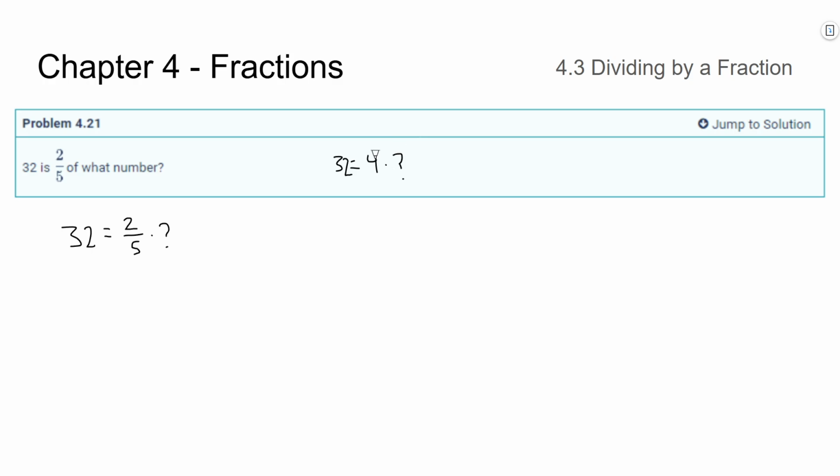it backwards. Instead of doing 4 times something to get to 32, we can say 32 divided by 4 is going to be equal to our something. And 32 divided by 4 is going to equal 8. We can do the same thing here. So 32 divided by 2/5 will give us what is missing here. So 32 divided by 2/5 is the same thing as saying 32 times 5/2.